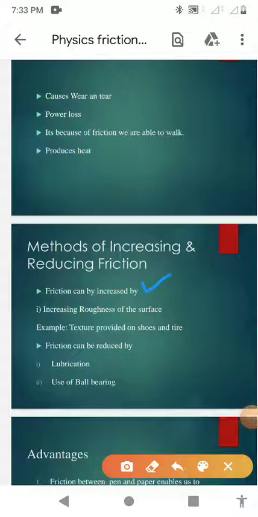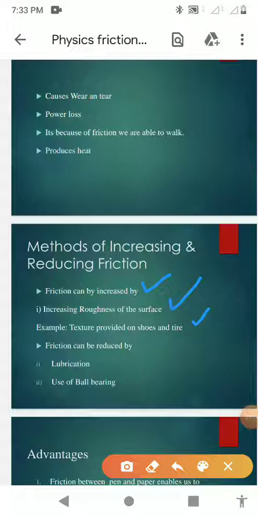As we all know, if there are more irregularities on the surface, there is more friction. So the easiest way to increase the friction is increasing the roughness of the surface. If we increase the roughness of the surface, we get more irregularities, and thereby the friction increases. A common example is texture provided on our sandals or shoes, or even the tires of our vehicles, two wheelers or four wheelers. Texture means there are irregularities or roughness, and thereby we get more friction, isn't it?